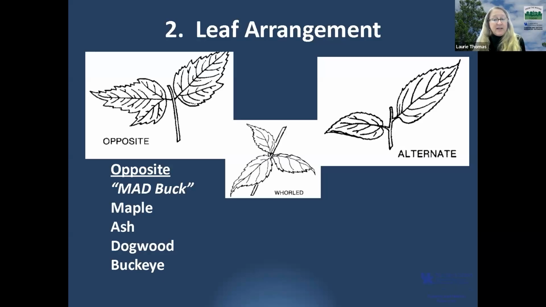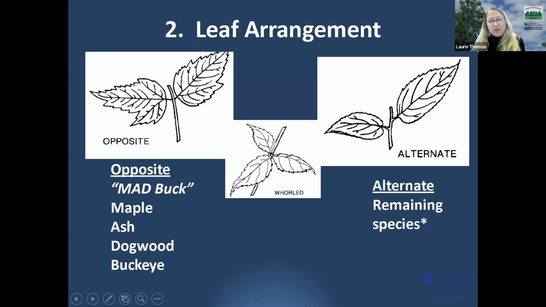Now, all of the rest of our leaves are mostly alternately arranged. But I will say that's not just one tree species with our oppositely arranged. We have multiple kinds of maples, multiple kinds of ashes, multiple dogwoods, and we have 2 different buckeyes that we find here. But for the most part, most of our trees have alternately arranged leaves. You can see they're staggered along that leaf stem. So we've got one down here and then one up here. That would be alternately arranged.